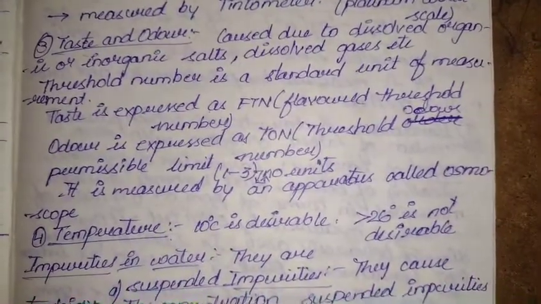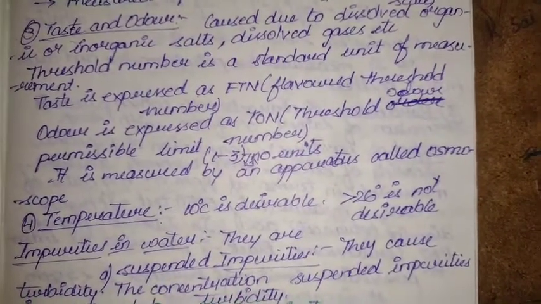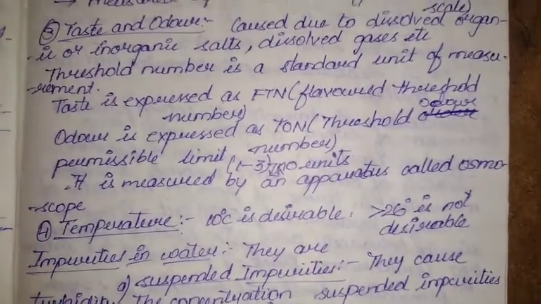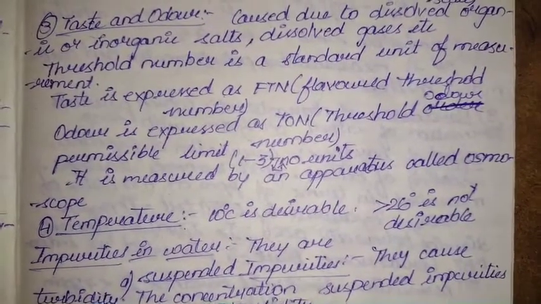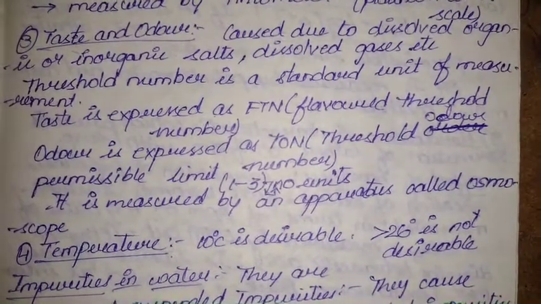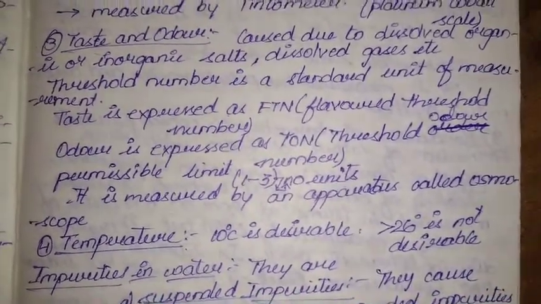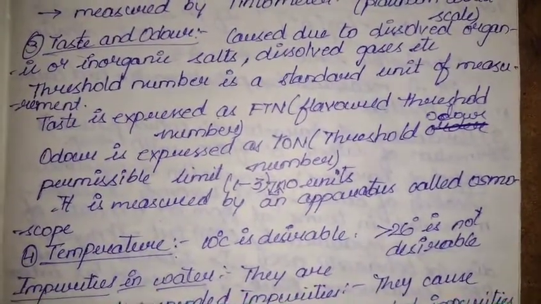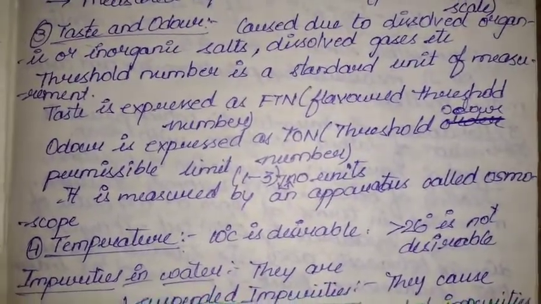Taste is something we feel with our taste buds, and odor is a distinctive smell we feel. But sometimes it is very difficult to differentiate between water of standard limit and polluted water, where it may be dangerous to use. So we have some standard units or standard instruments to measure that. This taste and odor in water is caused due to dissolved inorganic or organic salts, dissolved gases, etc.